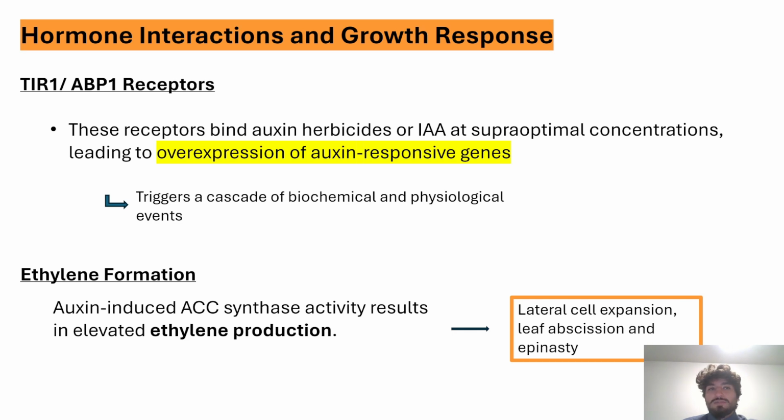Here are the interactions between the hormones and also the growth response. Okay, so for the TIR1 and ABP1 receptors, they bind the auxin herbicides or indoleacetic acid at supraoptimal concentrations, which leads to overexpression of auxin responsive genes. And this whole process triggers a cascade of biochemical and physiological events. All right, and also we have ethylene formation, when the auxin-induced ACC synthase activity results in elevated ethylene production. The ethylene production leads to lateral cell expansion, leaf abscission, and also epinasty.